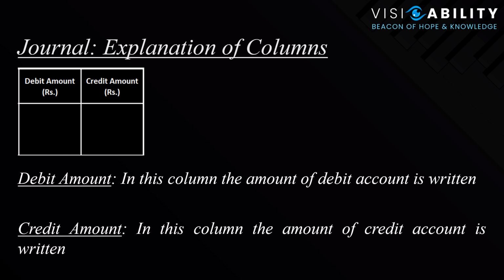But on the very first line, we would be writing in the debit amount column the amount of the debited account. So in our example, suppose the business was started with 10,000 rupees, we would be mentioning 10,000 in the debit column. And on the very first line, the credit amount is not entered, that is being done by you. Here is one journal complete.